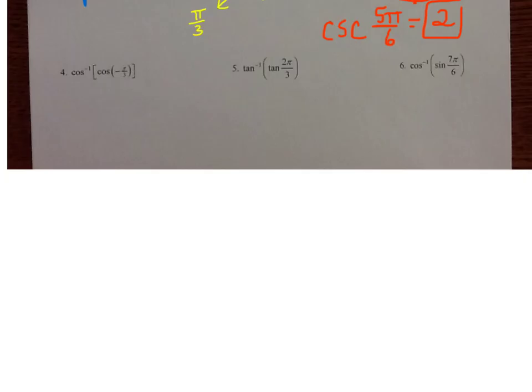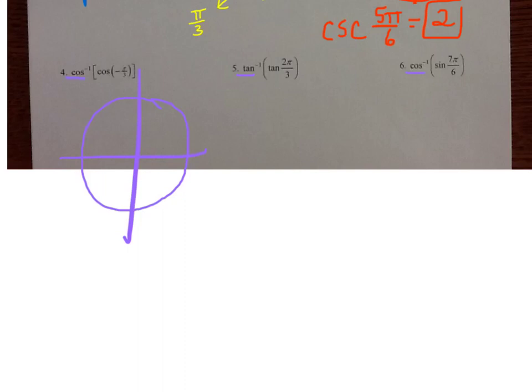The next 3 examples are a little bit different, and here's why. These 3 examples have the inverse part of the function on the outside, so we might have to do a bit more thinking on these. So let's take a look at number 4. Inverse cosine of cosine of negative pi over 3. You need to keep in mind, negative pi over 3 is not part of the range for inverse cosine, so I can't give an answer of negative pi over 3.